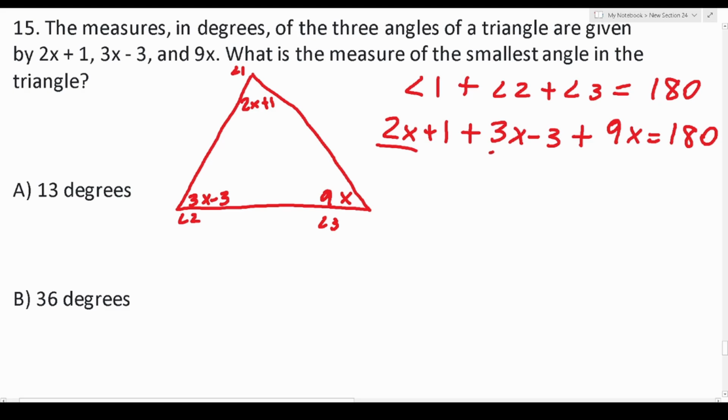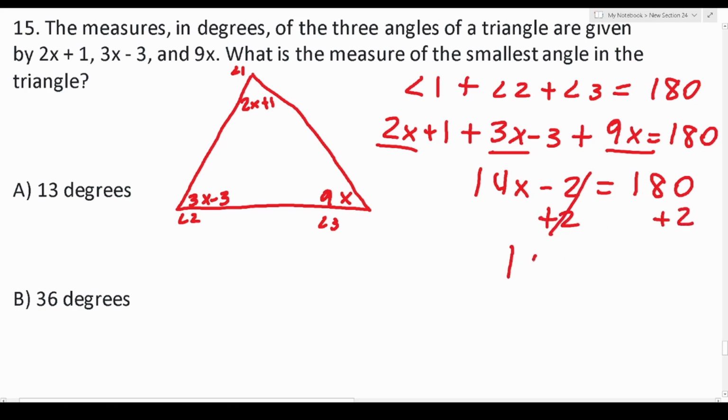Let's combine our x's now. 2x plus 3x is 5x plus 9x is going to be 14x. 1 minus 3 is negative 2. Of course, this equals 180. All right, so we're still solving for x, so let's add 2 to both sides. This crosses out here. This says 14x equals 180 plus 2, which is 182.